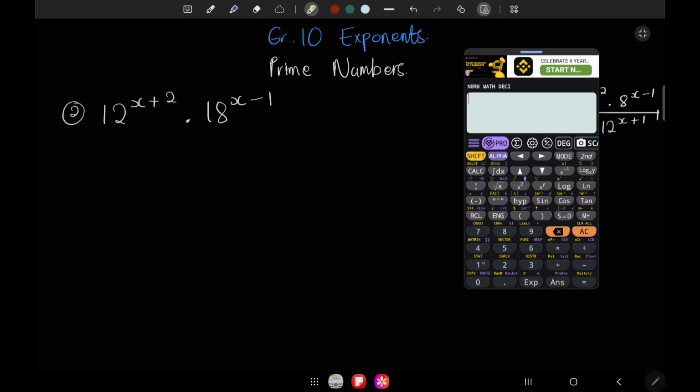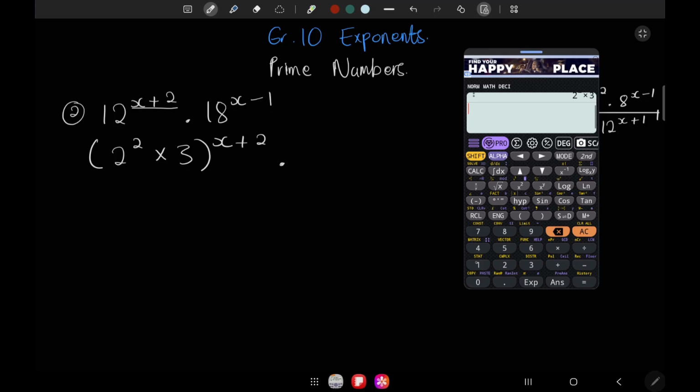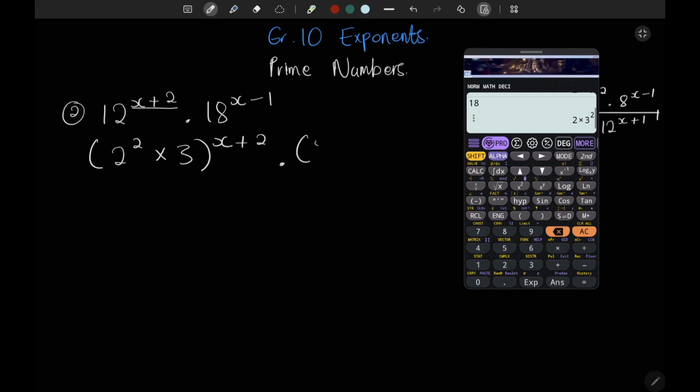So you have to go to your calculator and punch 12 is equal to shift fact. You have 2 squared times 3. We have to account for our exponent, which is x plus 2. Times, let's punch 18 in a calculator. 18 is equal to shift fact. We have 2 times 3 squared. Let's not forget our exponent. This should be x minus 1.